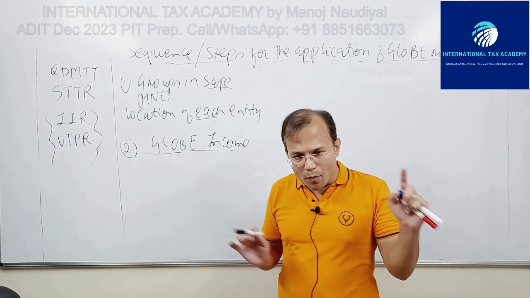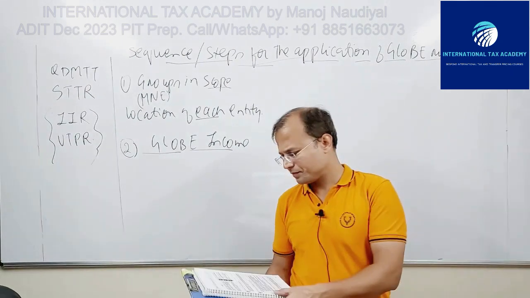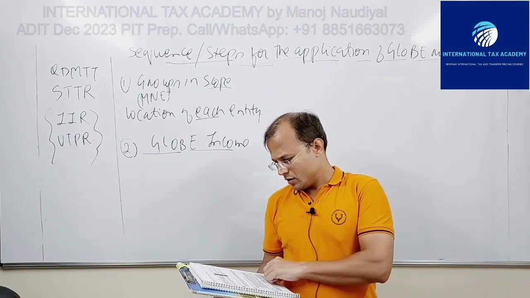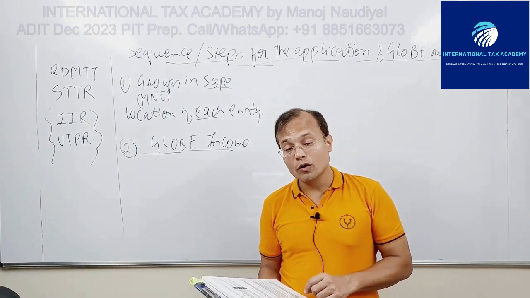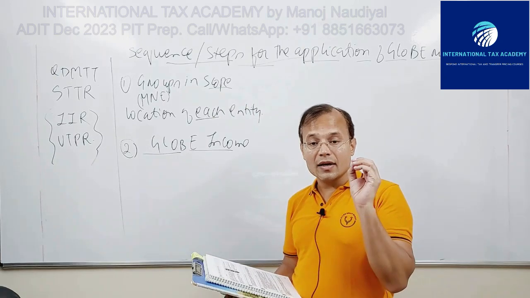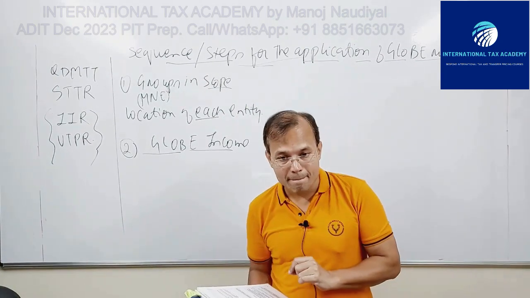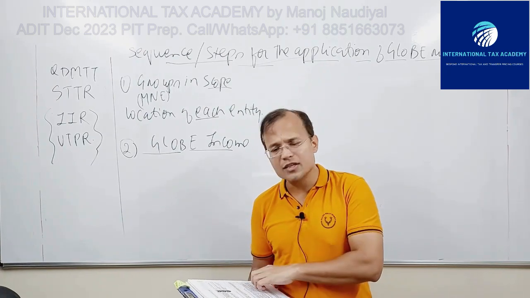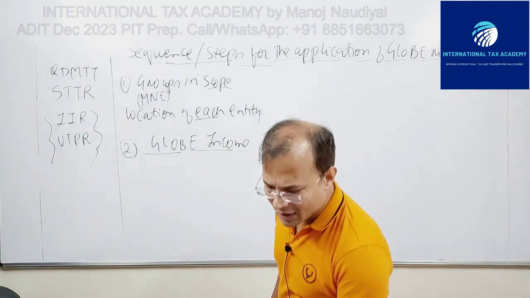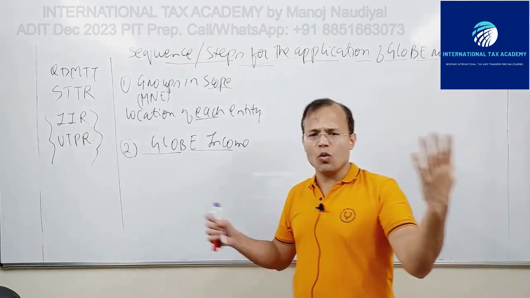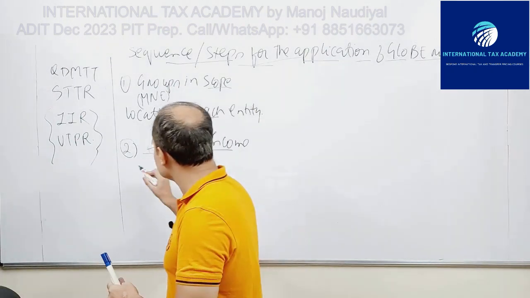Fine. But then the GLoBE model rules, chapter 3, give you detailed provisions as to the calculation of the GLoBE income. And I have shared this document, the GLoBE model rules, with you. Okay. There would be certain exclusions and so on and so forth. Number 2.